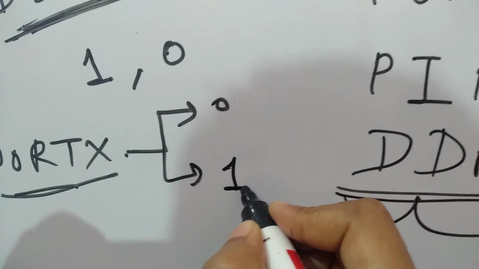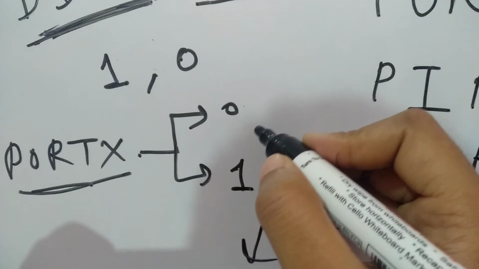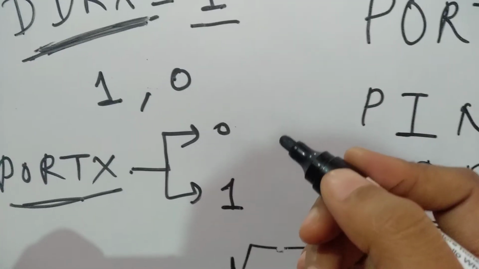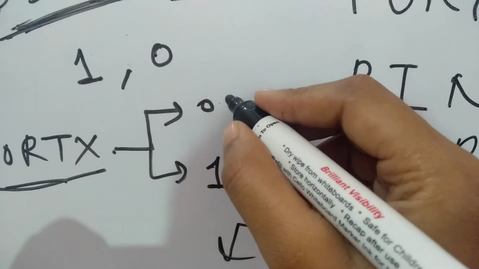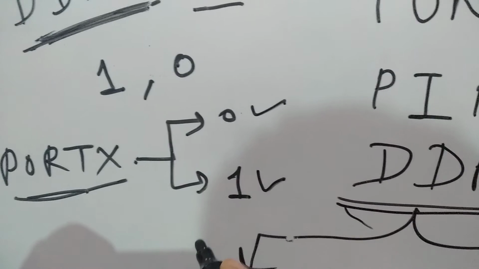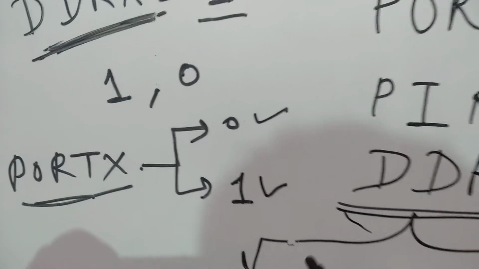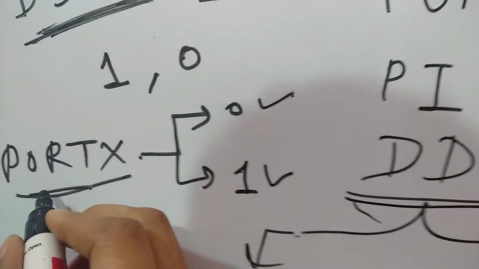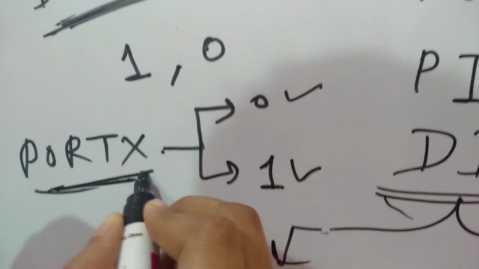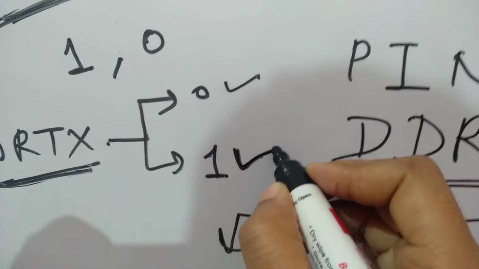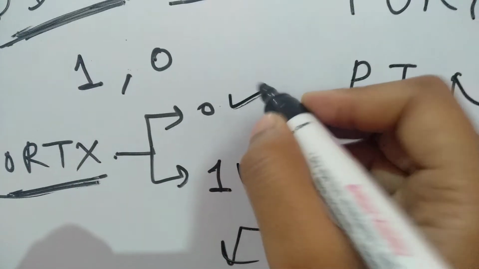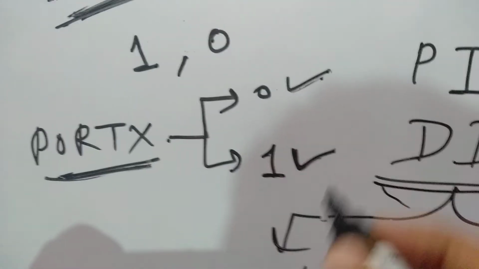Suppose if you are connecting a LED, then if you want to blink the LED, first you will have to write the logic high, then you have to write the logic 0. So for writing the logic to the particular pin, you have to use this register port X. So you have to write 1 or 0 based on your application.